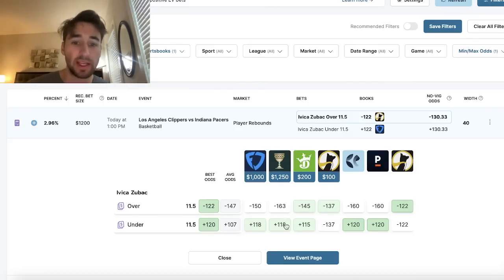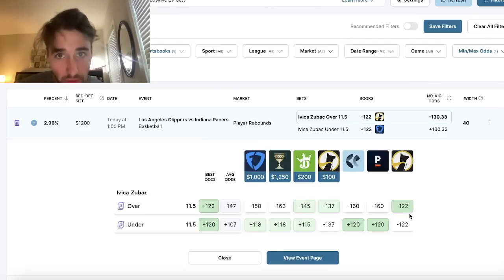But now that sports betting is mobile, everything's a tab click away, right? So you definitely shouldn't be betting this at minus 163 on Caesars if you can be getting minus 145 on DraftKings or minus 122 on Underdog, because you're getting ripped off. And as a sharp sports bettor, you're like a savvy investor. You've got to find value.